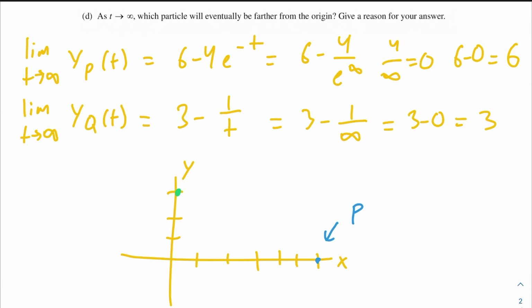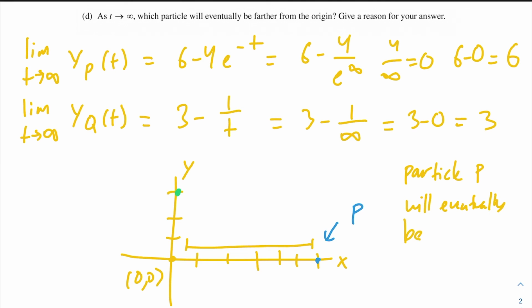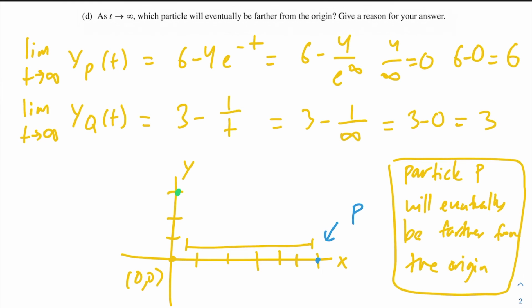And so we're being asked which one is going to be furthest from the origin. And remember, the origin is down here, 0, 0. The answer is going to be particle P, okay? And the reason why is because it's further away from the origin based on what we understand about its position. So particle P will eventually be farther from the origin. This is our final answer for part D.